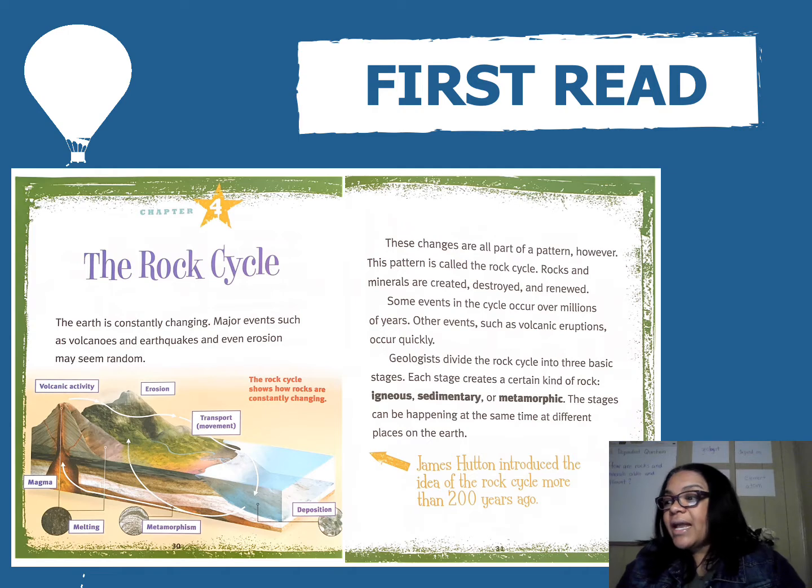Rocks and minerals are created, destroyed, and renewed. Some events in the cycle occur over millions of years. Other events, such as volcanic eruptions, occur quickly. Geologists divide the rock cycle into 3 basic stages. Each stage creates a certain kind of rock: igneous, sedimentary, and metamorphic. The stages can be happening at the same time at different places on the Earth.